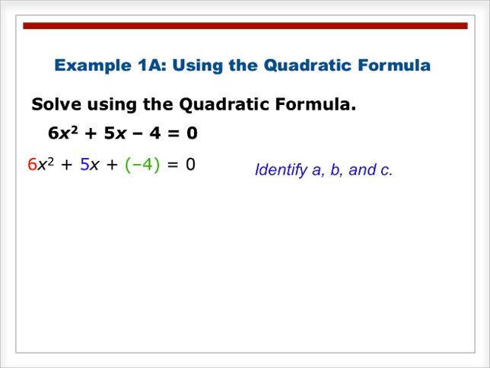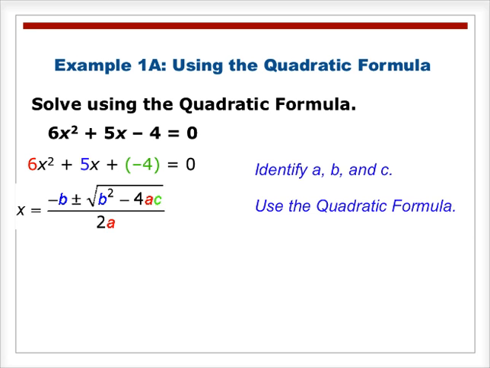Once we've identified a, b, and c, we want to use the quadratic formula. I always expect that you'll write down the formula itself. x equals negative b plus or minus the square root of b squared minus 4ac all over 2a. And it's x equals because, again, you're looking for the x-intercepts, or where the parabola crosses the x-axis, where y equals 0, and it's the x value that you're looking for.